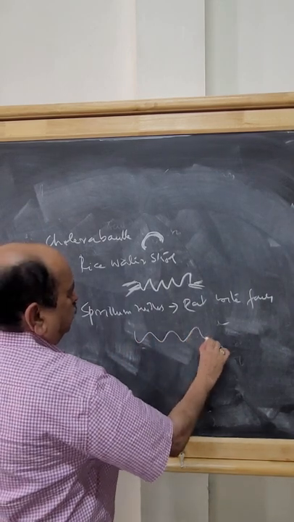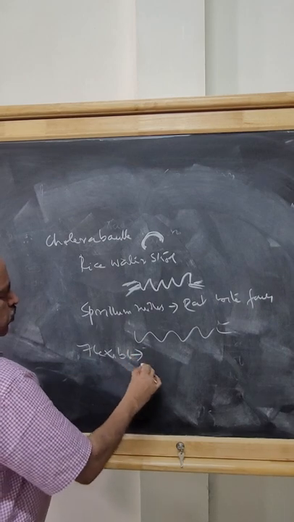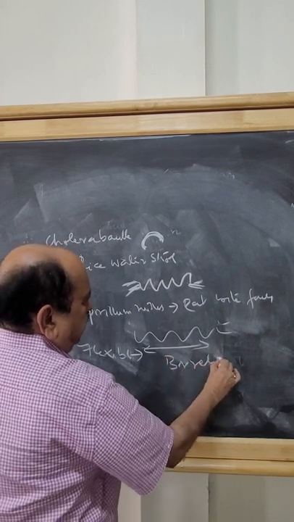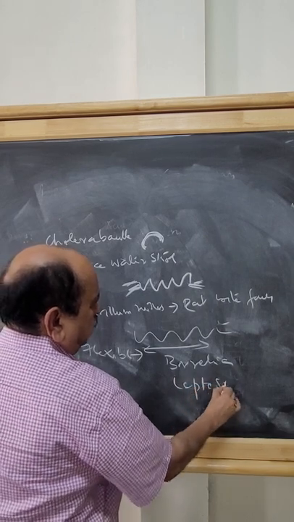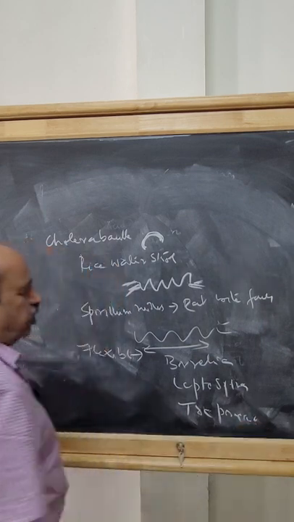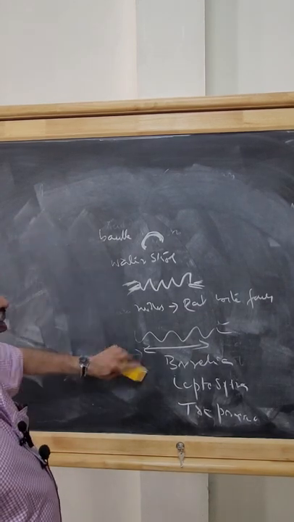Next, another group with a flexible body, motile with flexion and extension. They have 3: Borrelia, Leptospira, Treponema. Borrelia recurrentis causes relapsing fever. Leptospira icterohaemorrhagiae causes Weil's disease. Man gets infected by the Leptospira present in the urine of rats and bandicoots. Treponema pallidum causes the sexually transmitted disease called syphilis.